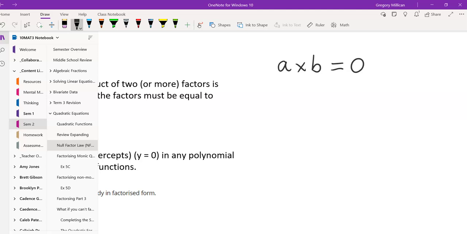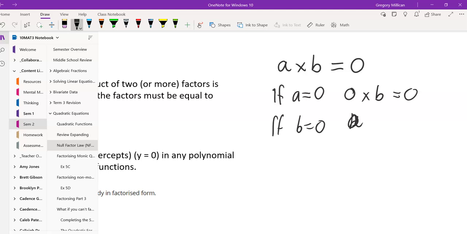Or B must be 0, or they're both 0. Does that make sense? Yeah? So if A is 0, then it doesn't matter what B is. 0 times anything is 0. Right? So either A is 0 or B equals 0.